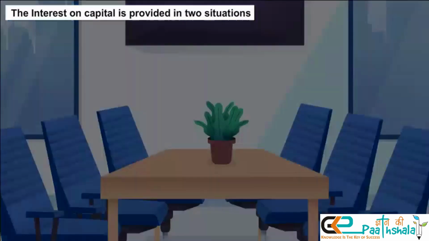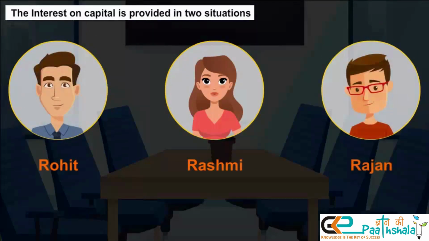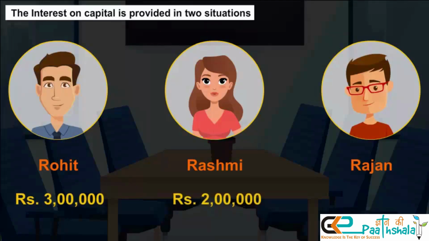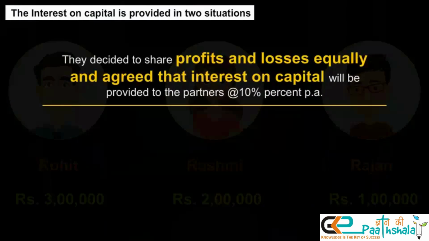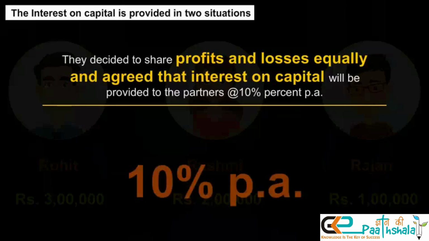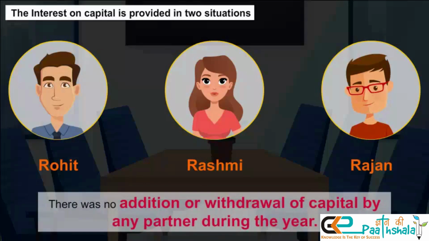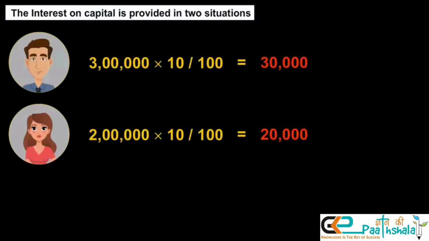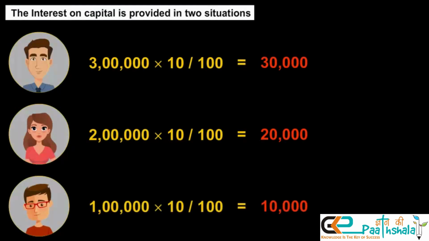For example, Rohit, Rashmi and Rajan entered into a partnership, bringing in rupees 3 lakh, rupees 2 lakh and rupees 1 lakh into the business. They decided to share profits and losses equally and agreed that interest on capital will be provided to the partners at the rate of 10% per annum. There was no addition or withdrawal of capital by any partner during the year, so their interest on capital will be calculated as 30,000 for Rohit, 20,000 for Rashmi, 10,000 for Rajan.